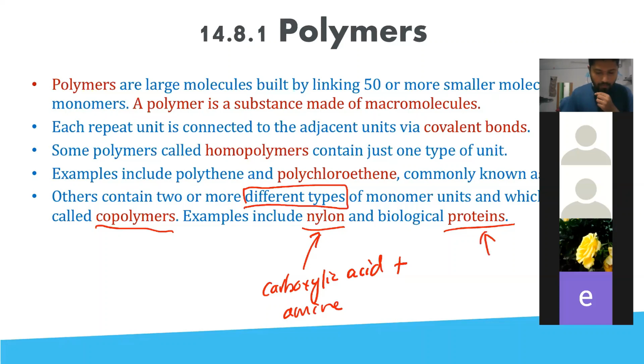Proteins are made up of different amino acids, different types of amino acids. Sometimes the same type of amino acids combined with another kind of amino acid. So different kinds of proteins are made in different ways. So the idea is if the polymer is formed from the same type of monomer, then it is called homopolymers. If it is different types of monomers, they are called copolymers. All right.